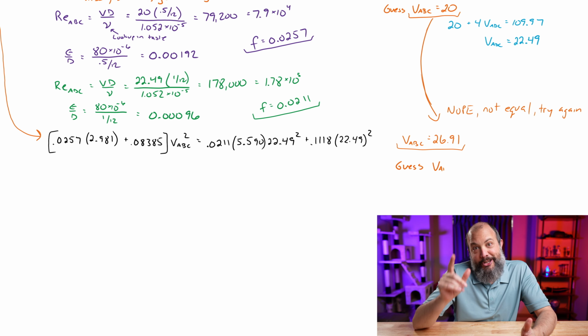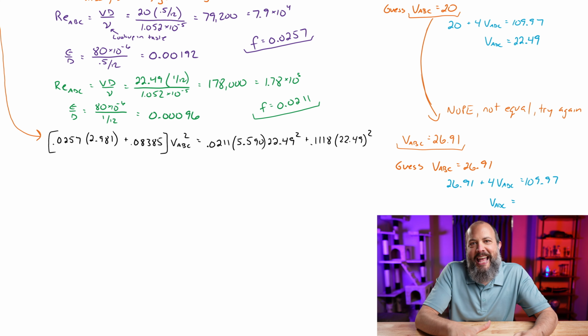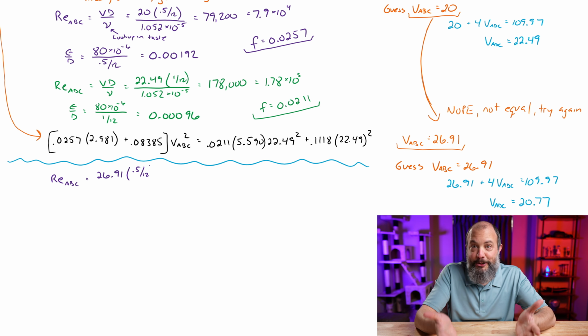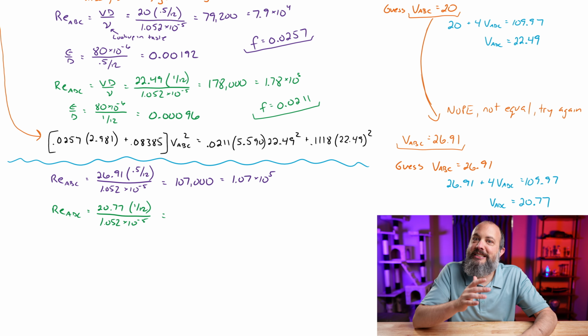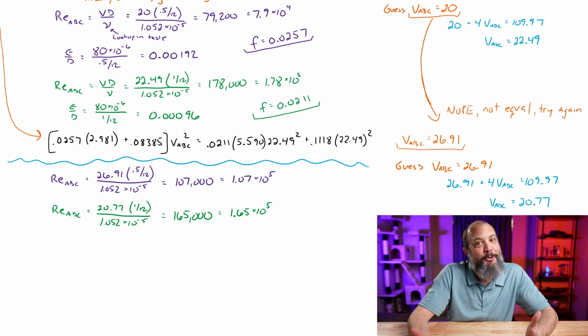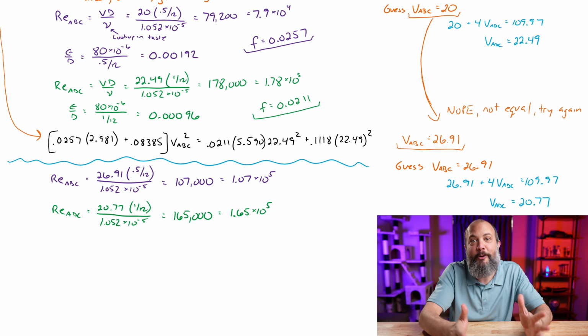So new guess, VABC of 26.91. Solve for a new VADC and get 20.77. Get new purple and green Reynolds numbers. So we've got 1.07 times 10 to the 5th. And 1.65 times 10 to the 5th. There's one step that doesn't have to be repeated, the roughness coefficient. At least we can use the same value we had before for that one.